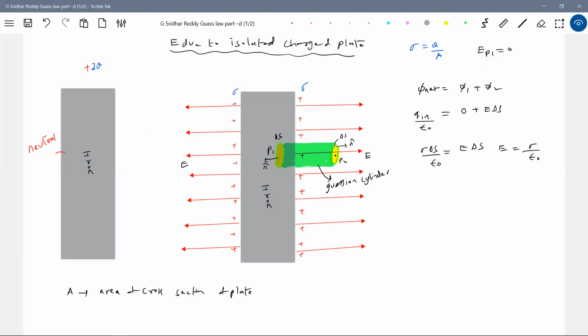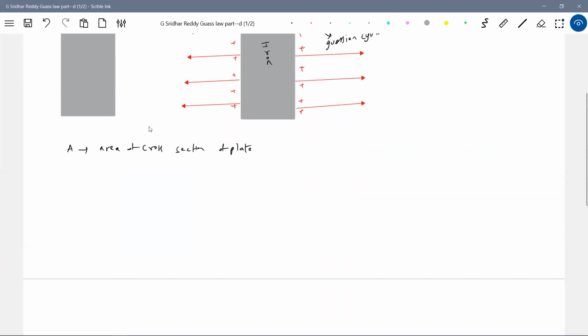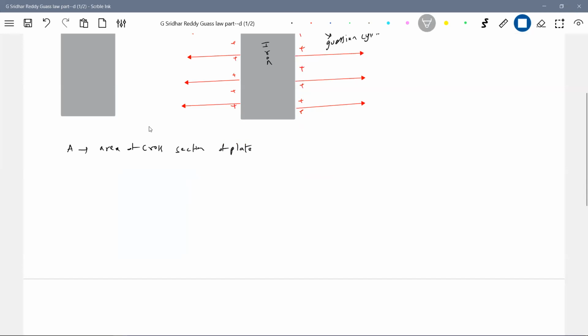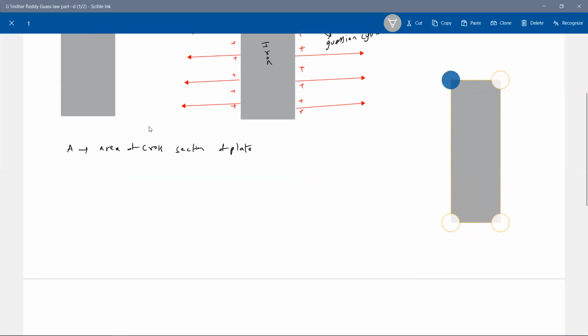I will put another similar diagram so that it will be easy for you. Based on what all I discussed now, you have a chapter called capacitor. It just revolves around this idea.